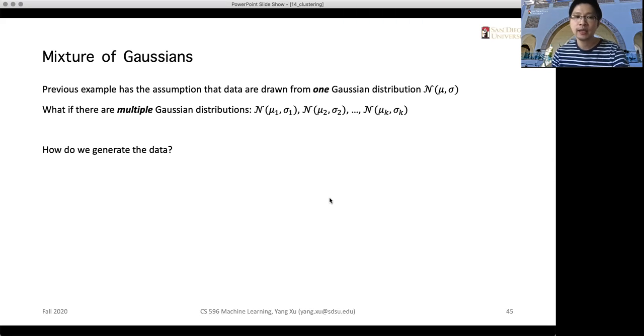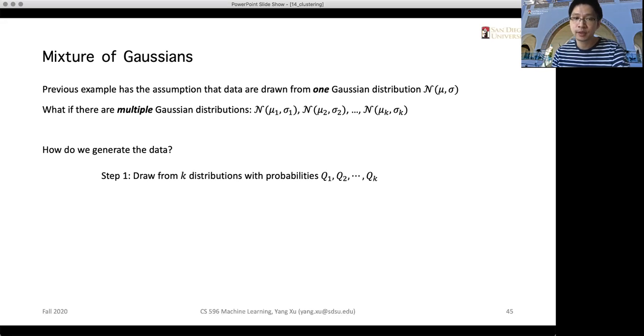Then how do we generate the data? That is the problem we want to ask. So given a data point, how is it generated from these multiple Gaussian distributions? We consider this as a generative process. Given any data point, we need to first draw from the k distributions because we already have k distributions.